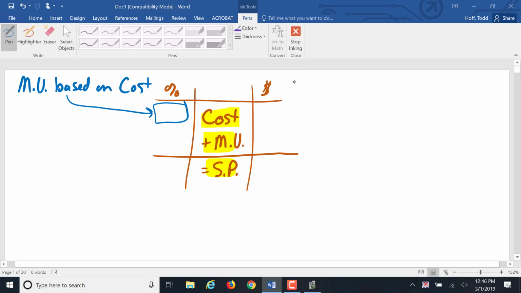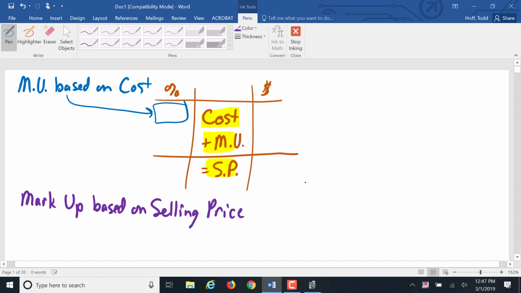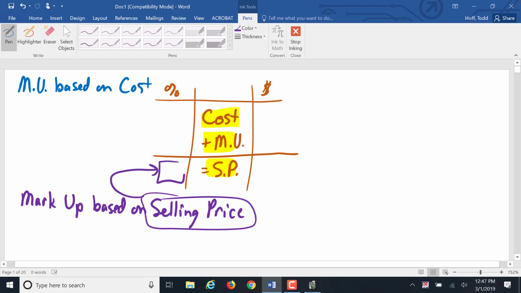Well, now we're going to explore a different type of markup, which is going to be markup based on the selling price. And when the markup is based on the selling price, that's saying that the base of that percent calculation is the selling price. So now what that means is the 100% is going to go with the selling price. That is the base amount. So let's do some examples of this calculation.